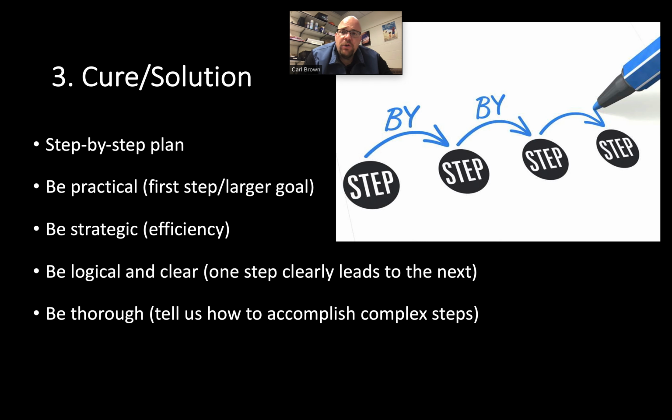The third step is the cure or the solution, and this is a step-by-step plan. It just needs to be logical and just easy to follow is the key thing. It needs to be realistic. You can't say things like, okay, so in order to eliminate drunk drivers, then we're just going to take all the cars off the road and nobody will ever drive again. It doesn't make much sense.